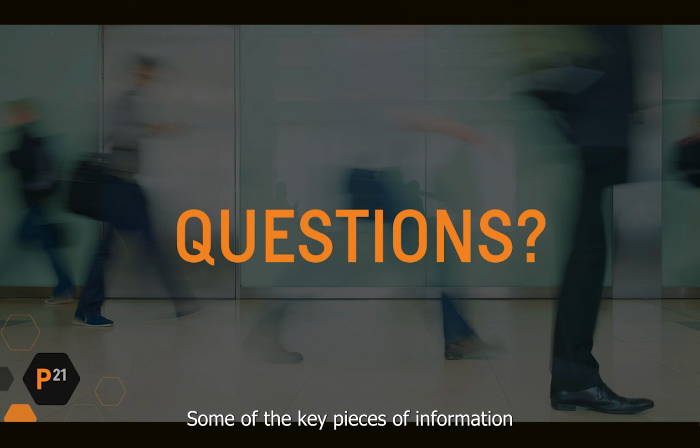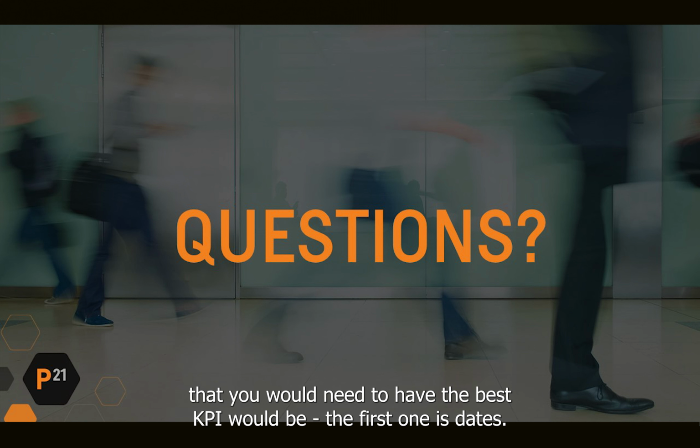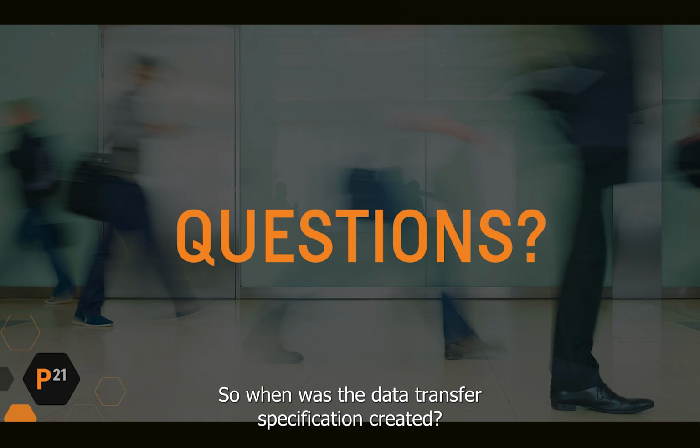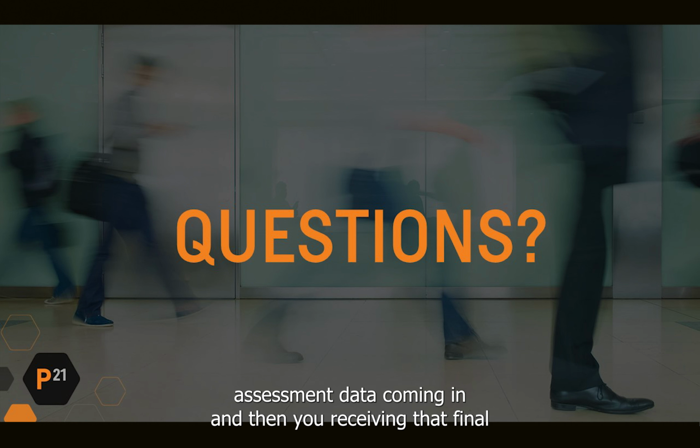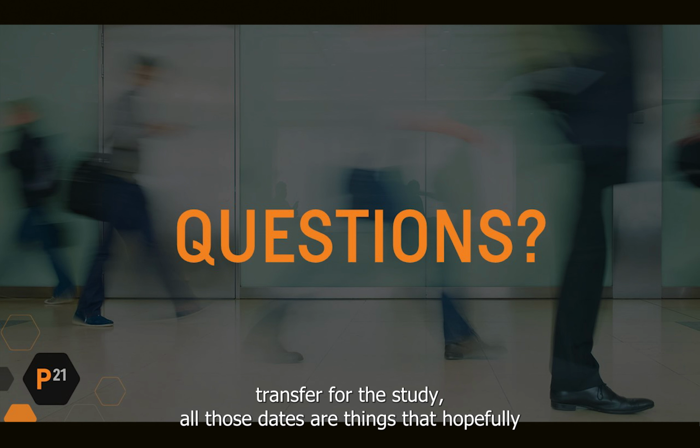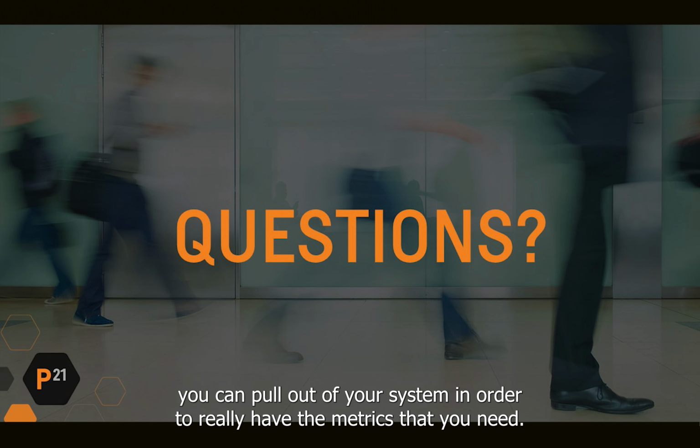That way you have all the pieces of information that you need in one location. Some of the key pieces of information that you'd need to have the best KPIs would be, the first one is dates. So when was the data transfer specification created? When was it finalized? When did you receive that first test transfer? And then when was the last, how many test transfers did it take? And then dates around comparing your final assessment data coming in and then you receiving that final transfer for the study. All those dates are things that hopefully you can pull out of your system in order to really have the metrics that you need.